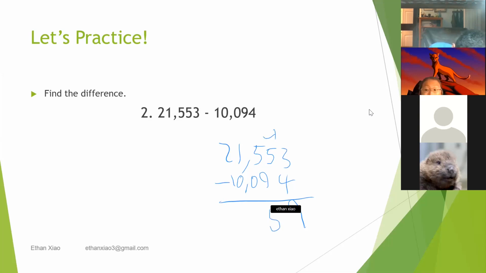And we get 5. Then we minus 1 here, and 4 minus 0 is 4. And since we didn't add 10 to the digit, we don't have to subtract 1 here. So 1 minus 0 is 1, and 2 minus 1 is 1. So the answer is 11,459.